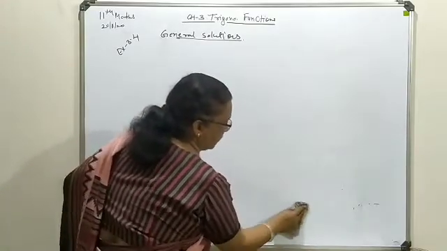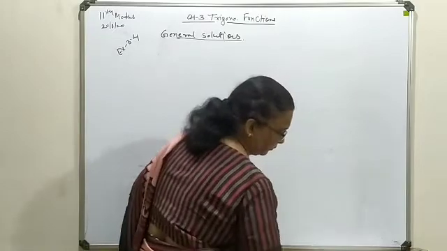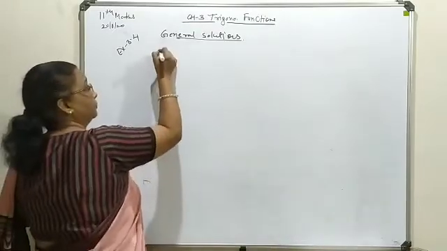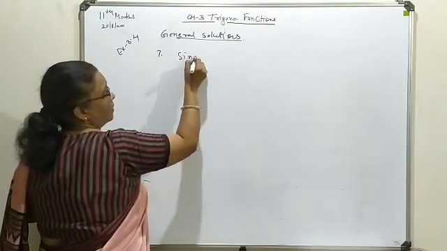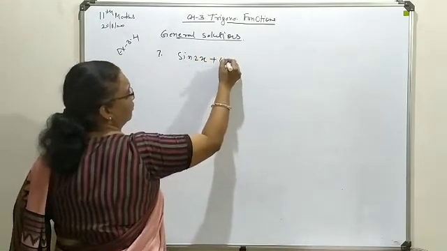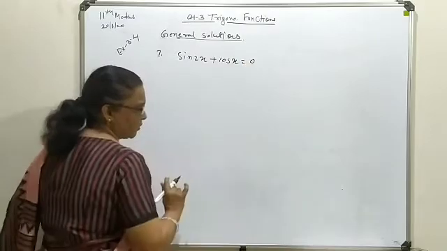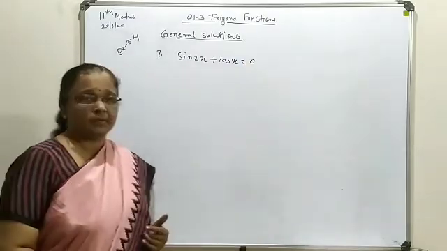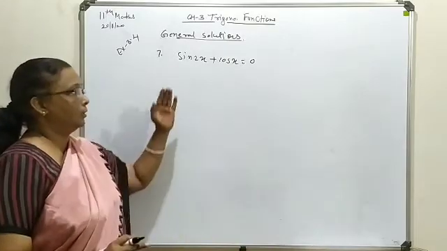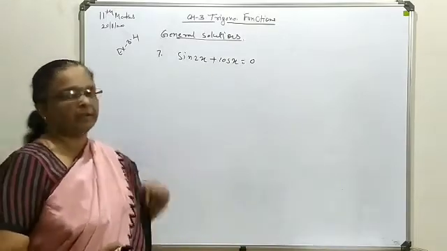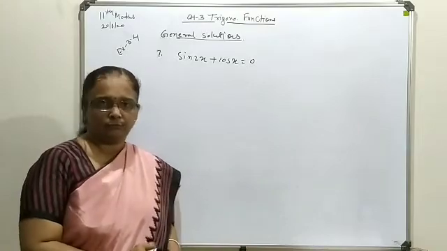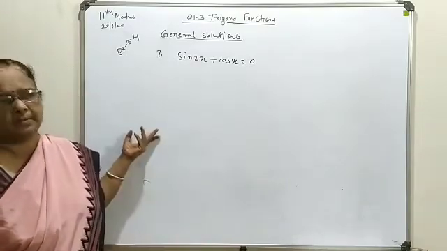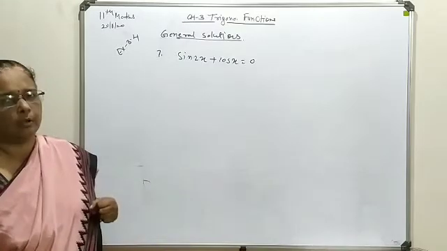Now the next is the seventh one, sin 2x plus cos x is equal to 0. Here you see both the terms are distinct, so none of them can be related with a direct formula form. So first of all we try to make any of the terms separate on the basis of the given combination.